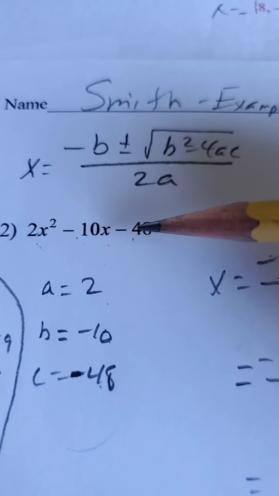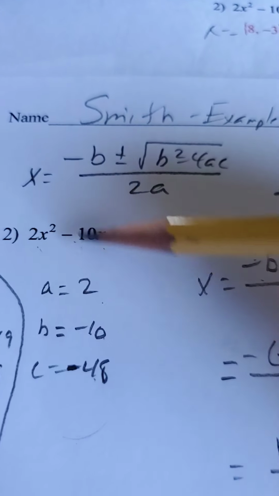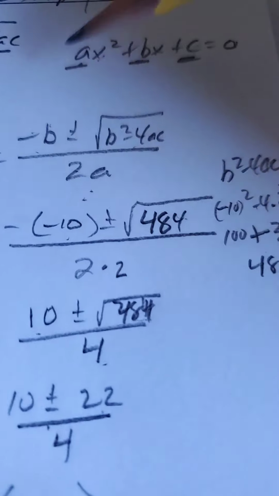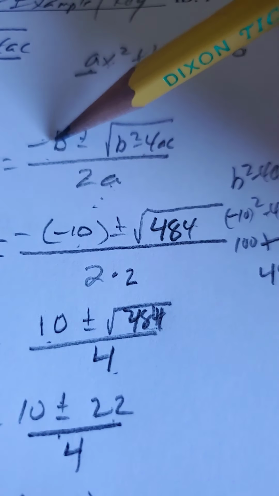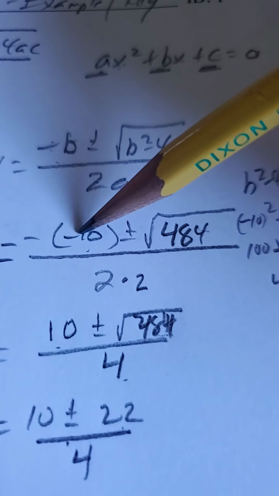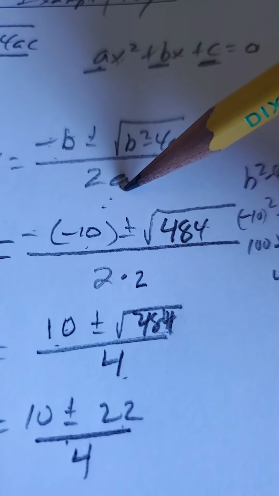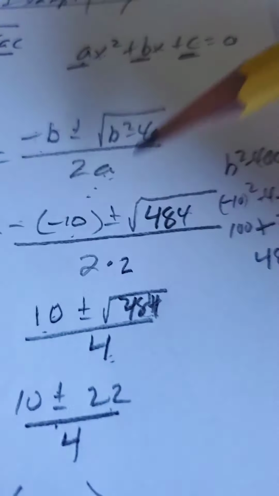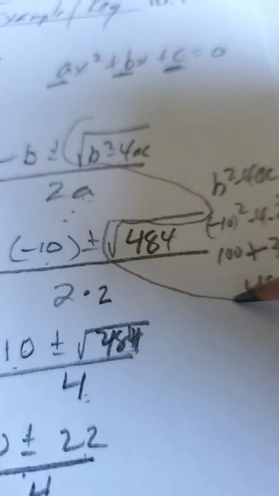I'll do a quick little recap again. First thing you do is get everything on one side, 0 on the other, which it is. Second, get your A, B, and C values. Substitute them. These two are the easiest ones, so I like to do them first. I plug in for B, switch it to its opposite. Since B is negative 10, that switches it to positive 10. Since A is 2, that makes the denominator 4.